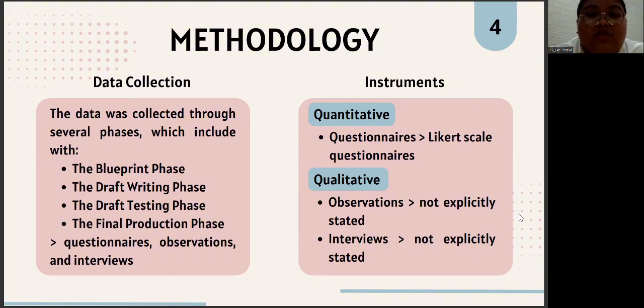Observations were conducted to identify the weaknesses of the existing material and to observe the learning process using the new materials. While for the interviews, the researchers conducted offline interviews with students to get their input and feedback on the newly developed teaching materials. The researchers did not explicitly state what type of interview was used in this study. Interviews may be conducted in the form of structured or semi-structured interviews where the researchers ask students some questions that have been prepared.